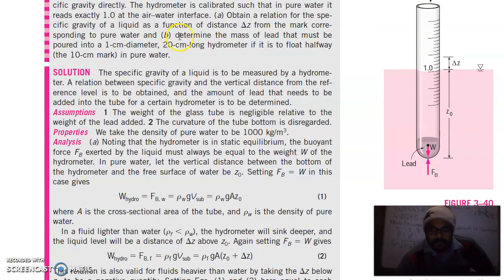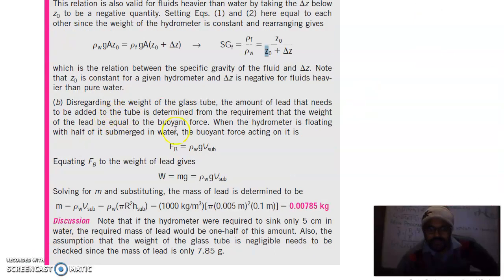So in part B, determine the mass of lead that must be poured into a 1 cm diameter, as given, 20 cm long hydrometer, this total length, if it is to float halfway in pure water, meaning the 10 cm mark. Disregarding the weight of the glass tube, the amount of lead that needs to be added to the tube is determined from the requirement that the weight of the lead be equal to the buoyancy force.